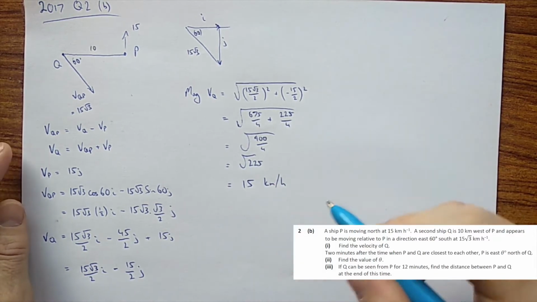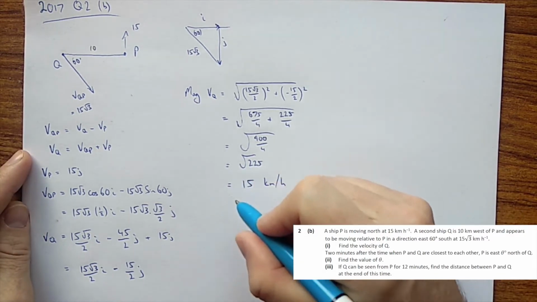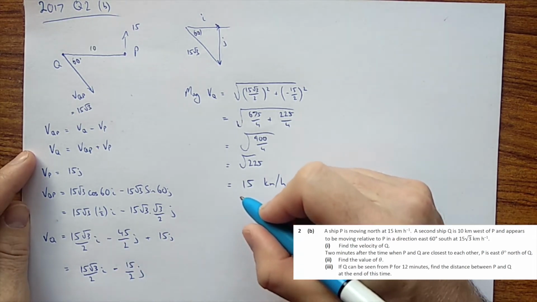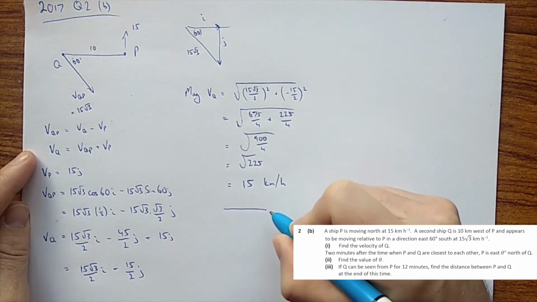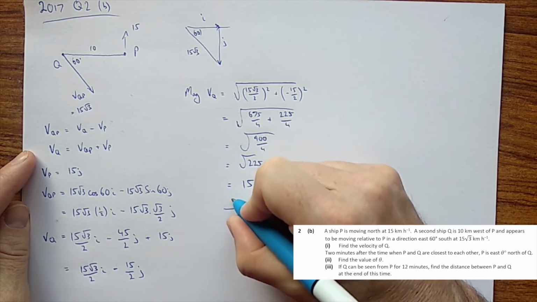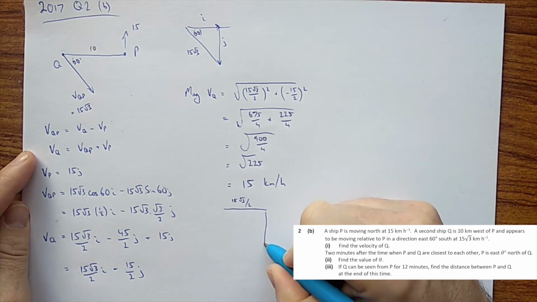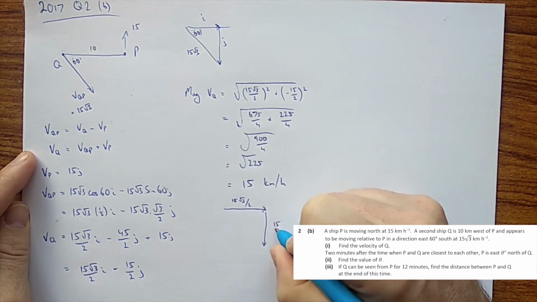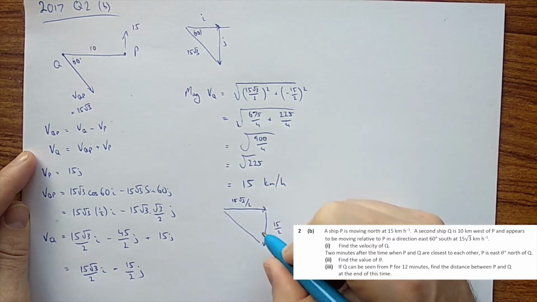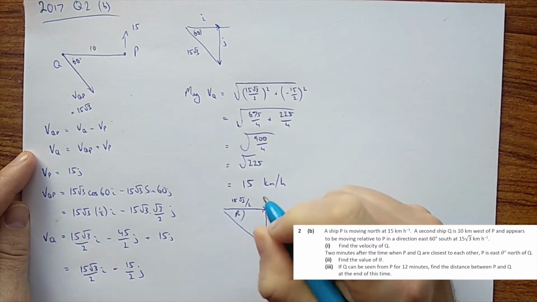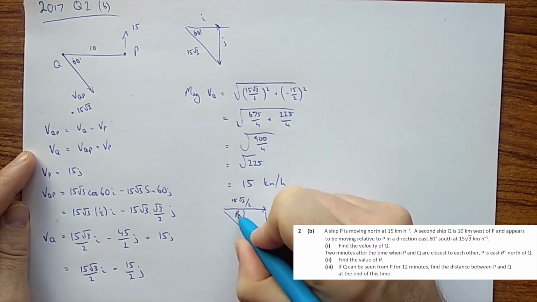Direction, well, let's draw us a little picture. It is going to be plus i minus j. So we are going across by 15 root 3 over 2. We are going down by 15 over 2. So we'll call this angle beta, because we're actually going to use alpha and theta later on. So that's beta there.